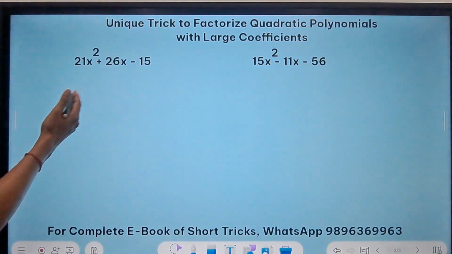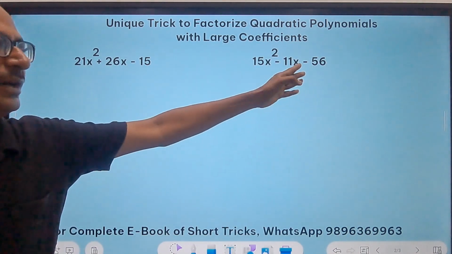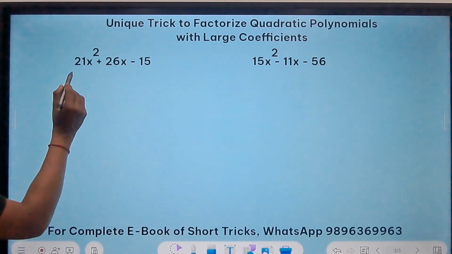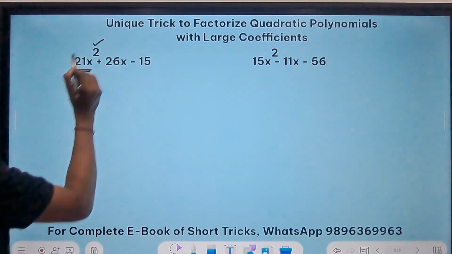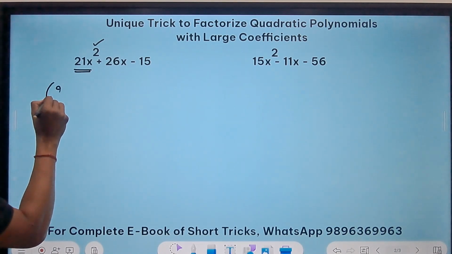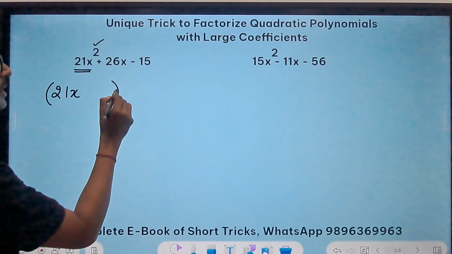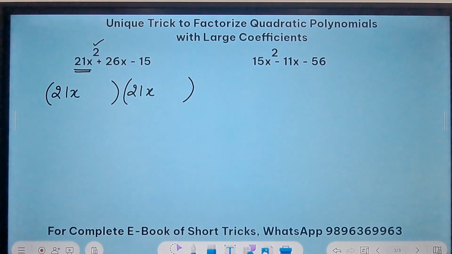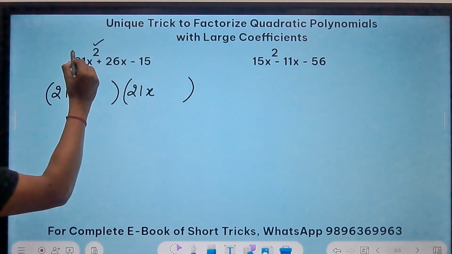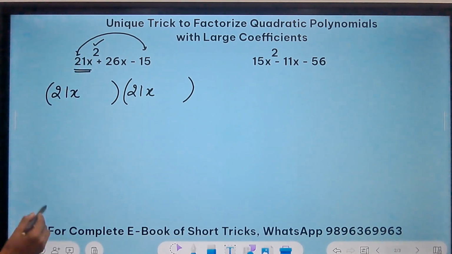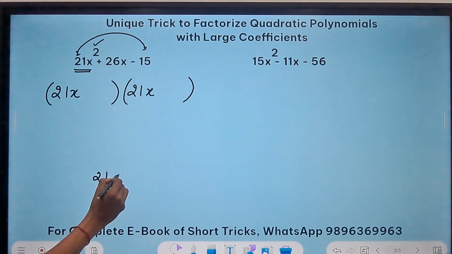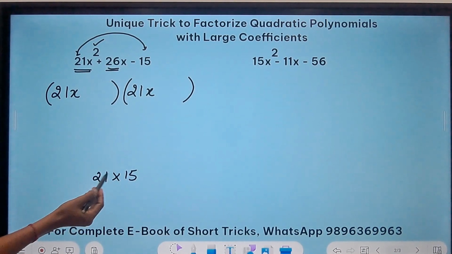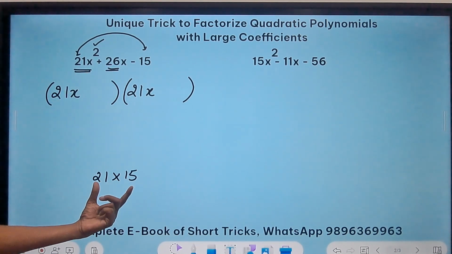Here you can see now the coefficients are all 2-digit coefficients, whether this quadratic polynomial or this quadratic polynomial is to be taken up. Now 21x, so I have to ignore the square, right? So I'll put a bracket starting with 21x, close it, and then another bracket starting with the same 21x and then close it. Now what about the factors? 21 times 15. I'll write here 21 times 15, and I need to get 26. Now 21 and 15 is not going to give me a 26. Even if I add them, I get a 36.